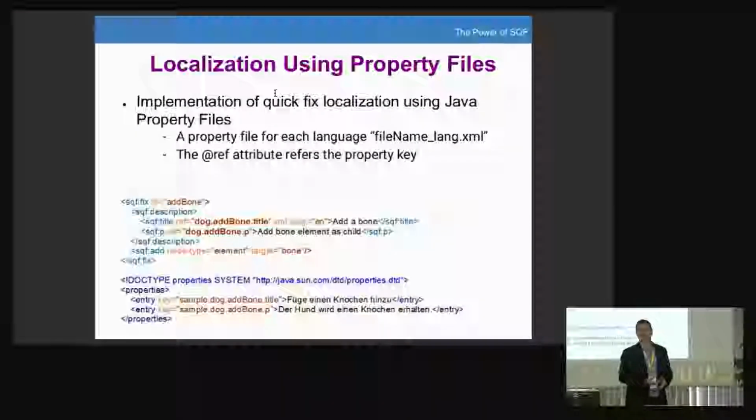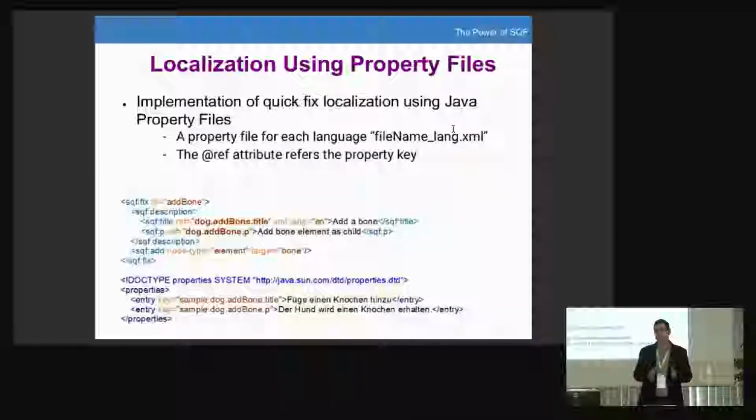Another implementation can be done using Java properties files. For this, you need to refer, in the value of the ref attribute, to the key from the property file. The property file should then have a pattern like this, maybe: just the file name, the name of the Schematron file, and an underscore and the language. Depending on the application settings and the implementation, the messages can also be presented differently.